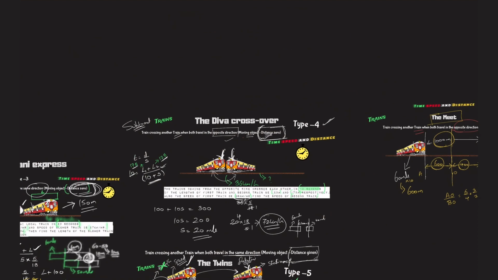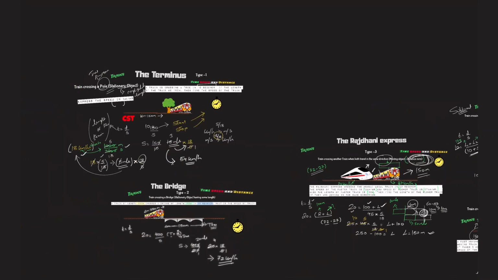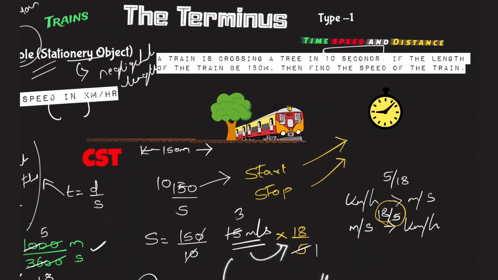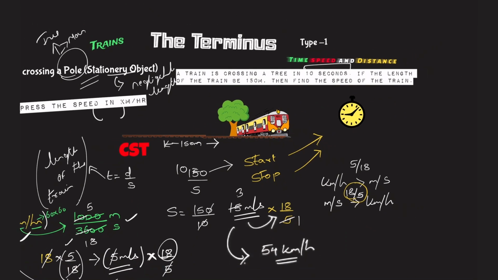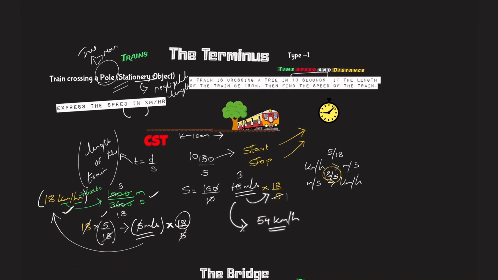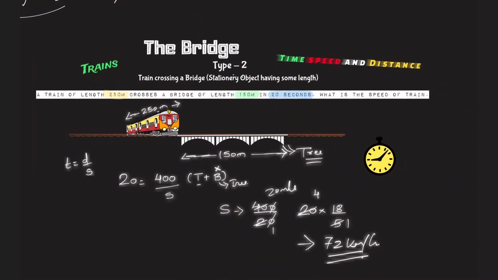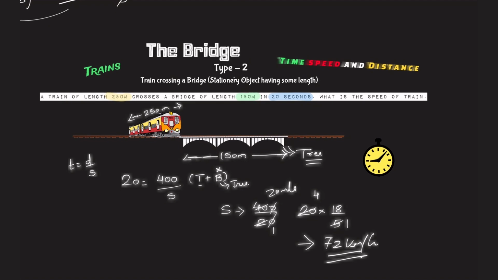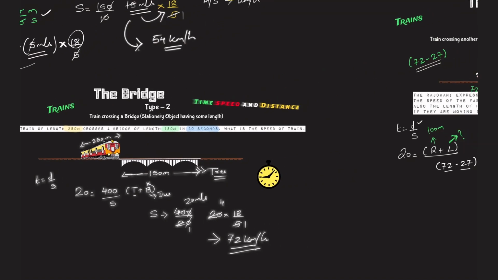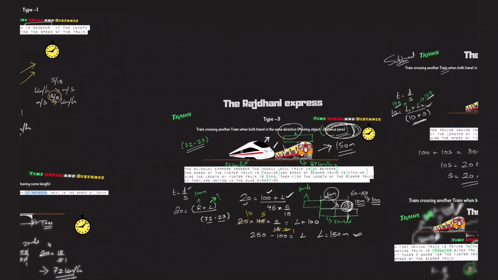I hope you remember all of them. We started with the terminus, train crossing a stationary object having negligible length. In this case, the distance is nothing but the length of the train. Then train crossing a stationary object having some length. The distance is nothing but length of the object plus length of the train. So length of the bridge plus length of the train.